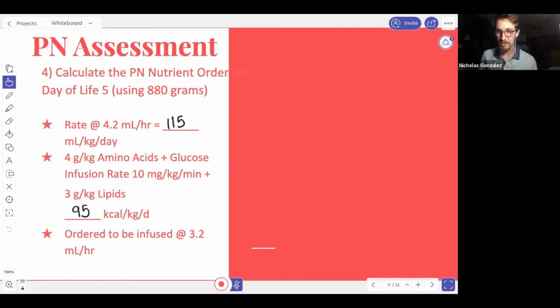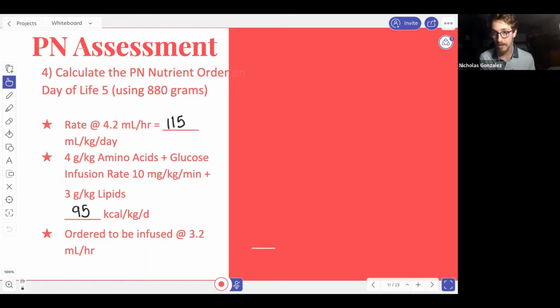So like Dr. Abel said, we're going to calculate what this infant will be receiving based off of the order that's actually being infused, which is 3.2 milliliters per hour. And she brought up percentages, which is exactly how we're going to do it. But there are two ways to do it. The first way is with proportions, which I hope you all like by now. And the other way is the percentages, which are easier. So we're going to show you both.